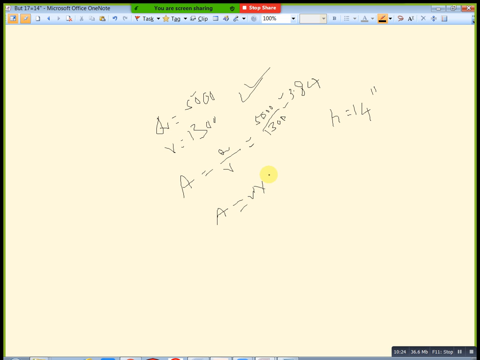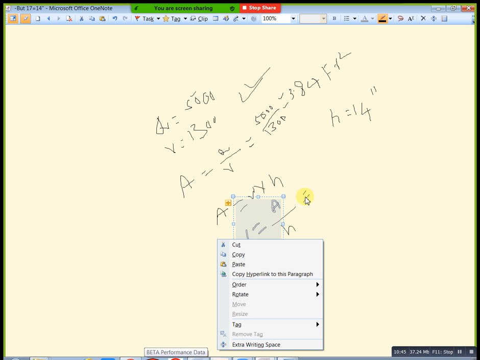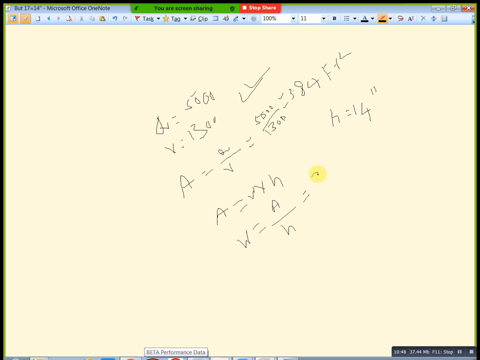Then we need to find out our width. That's why you can take width is equal to A by H. Already we know A, this is a square feet value. Now you can mention our A, 3.84, then divided by our value H, 14 inch. 14 inch you will convert into feet, so you will mention divided by 12 inch.